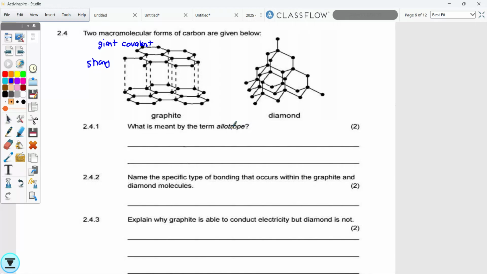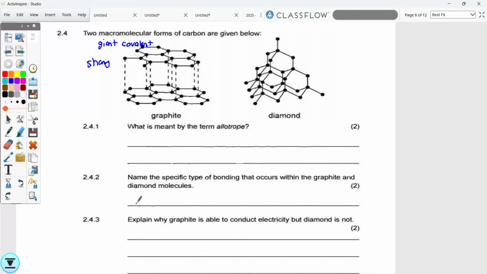Then it says, what is meant by an allotrope, still another definition. It is just a different form. Okay, I'm not allowed to say that, but yeah. I didn't say anything. Learn it. Then, name the specific type of bonding that occurs within the graphite and diamond molecules. What type of bonding?